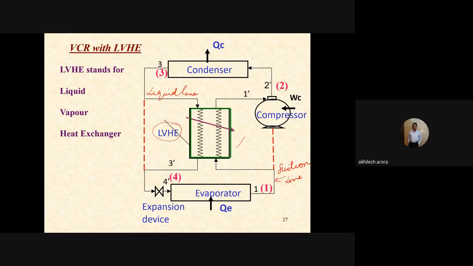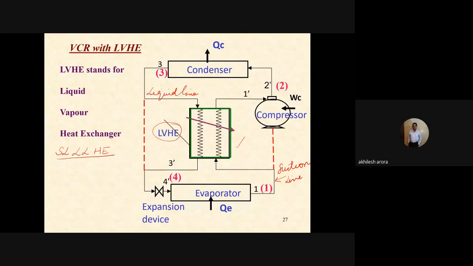Now there is another name for this also. It is also known as suction line liquid line heat exchanger. Okay, so its other name is suction line liquid line heat exchanger. Now what is the advantage of this? Now first of all, let us try to understand what actually is happening by installing this liquid vapor heat exchanger.